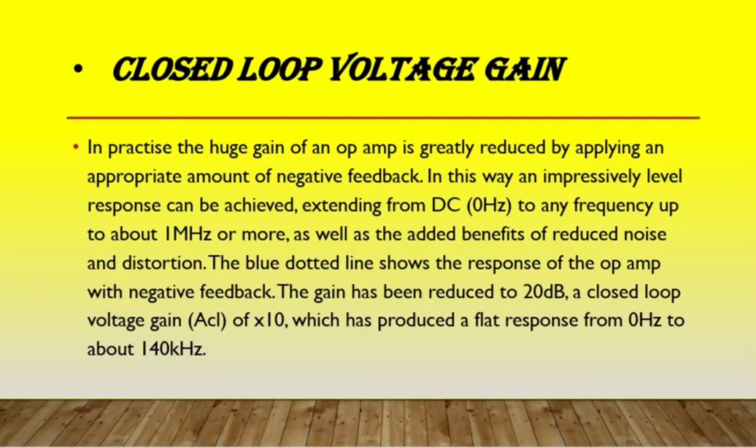Closed-loop gain is the gain of the amplifier with the feedback loop closed. So it is the opposite of the open loop gain, which is the gain without the feedback loop. Closed loop gain has two forms: signal gain and noise gain.